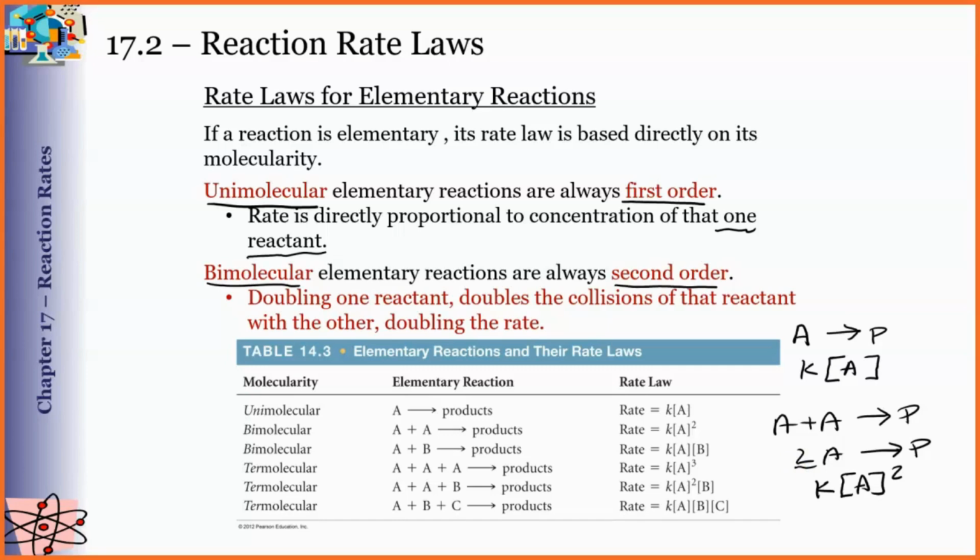It could be two different reactants that are reacting with each other, and hence we wouldn't square it, we would just multiply them by each other. So if you're not given data like in a chart, you're going to look at the coefficients of the reactants, and they'll become exponents in your rate law.